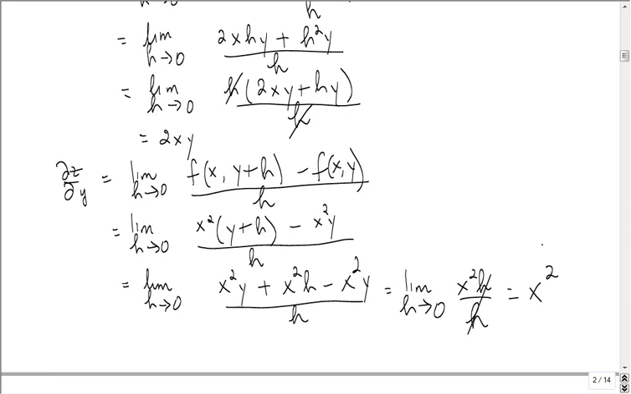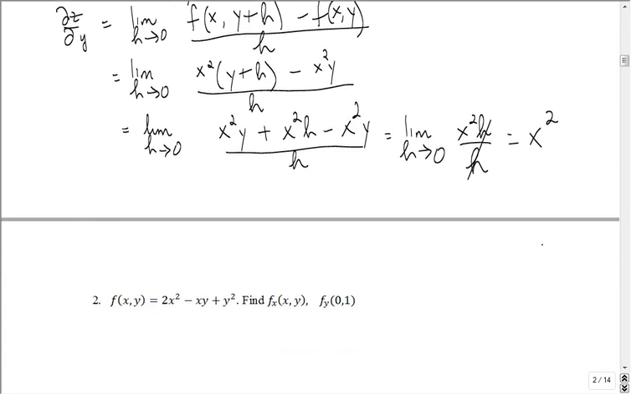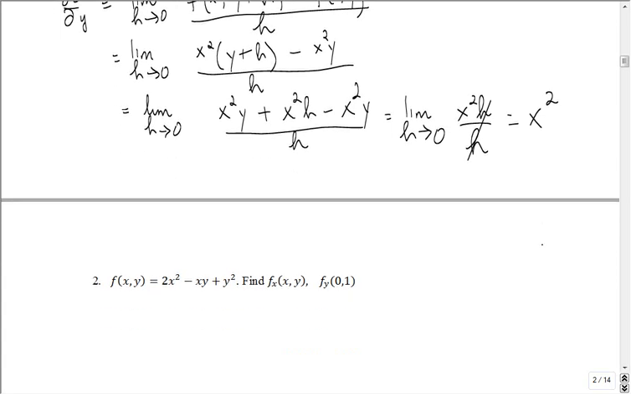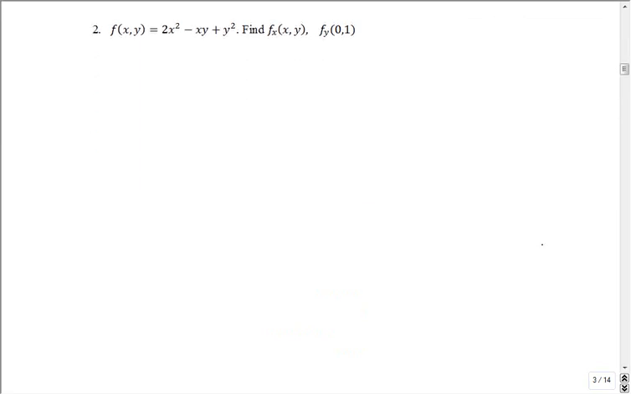Okay, let's move on. Number 2. Okay, so this one has a little bit more in it. This is going to be a little long, so we'll see, I might be able to put everything in there. We want to find the partial with respect to x, and then the partial with respect to y at 0, 1.